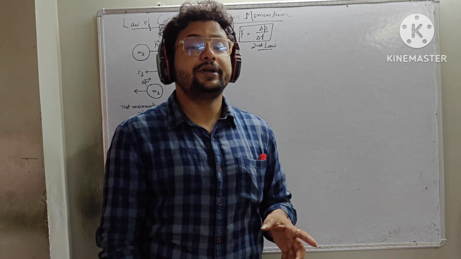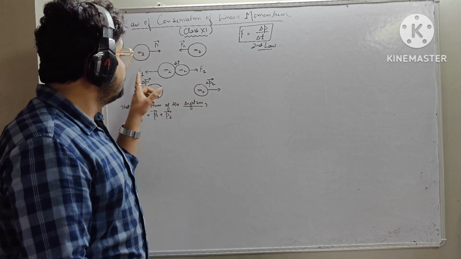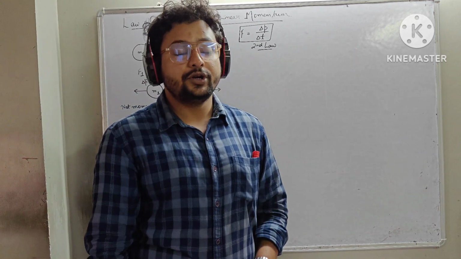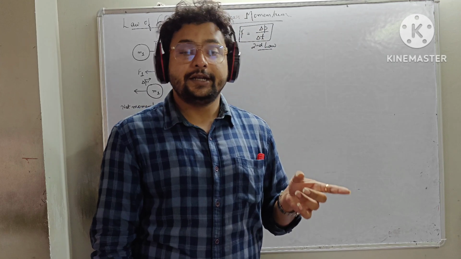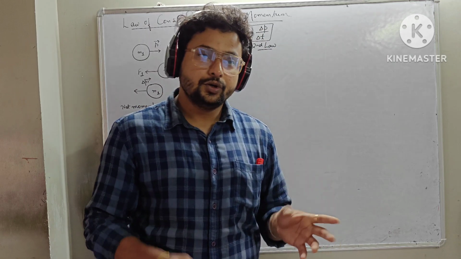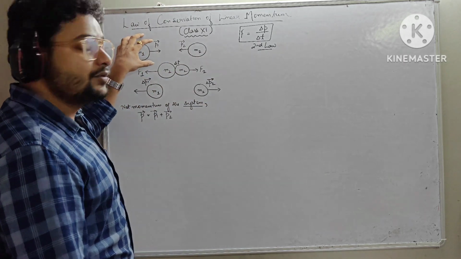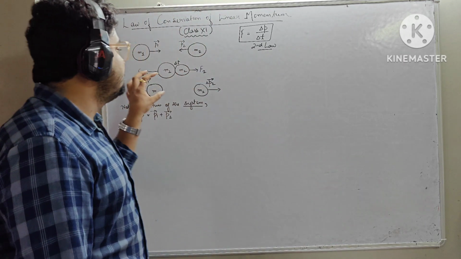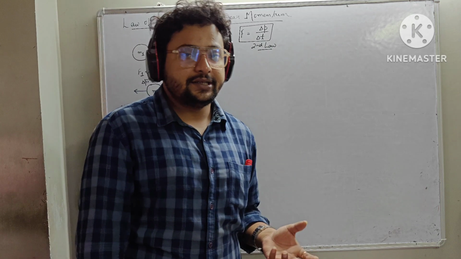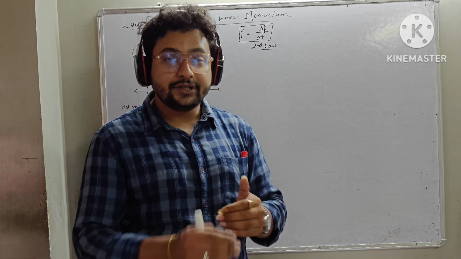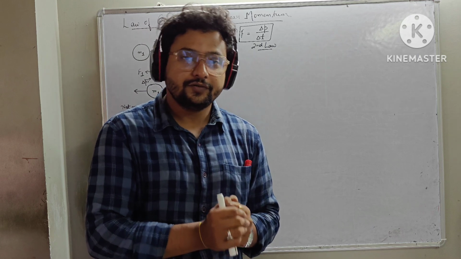Why is this change in momentum taking place? Because a force is acting on both the bodies. Now if there is a force acting on both the bodies, there must be a change in momentum of both the bodies. Suppose the momentum of this body was 5 kg m per second, and then the momentum becomes 8 kg m per second. So there is a difference of 3 kg m per second, so there is a change in momentum of the body.